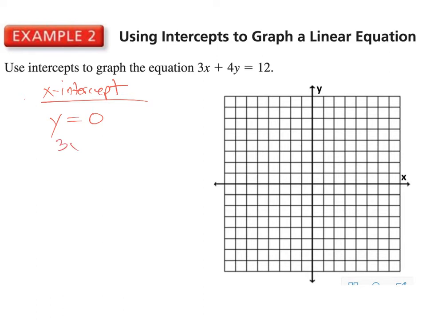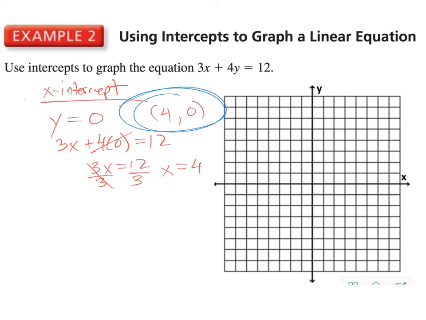So we have 3 times x plus 4 times 0 equals 12. That's gone because that's 0. So we have 3x equals 12. Divide by 3, and x is equal to 4. Make sure to write your coordinates correctly. X is 4, y is 0. That's a very important piece of information.